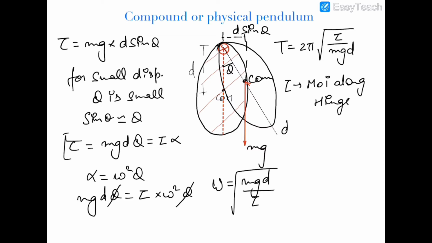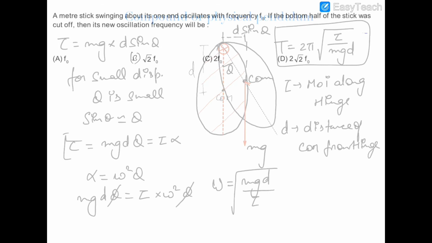and d is the distance of COM from the hinge. Okay, so this is the time period of the compound pendulum.